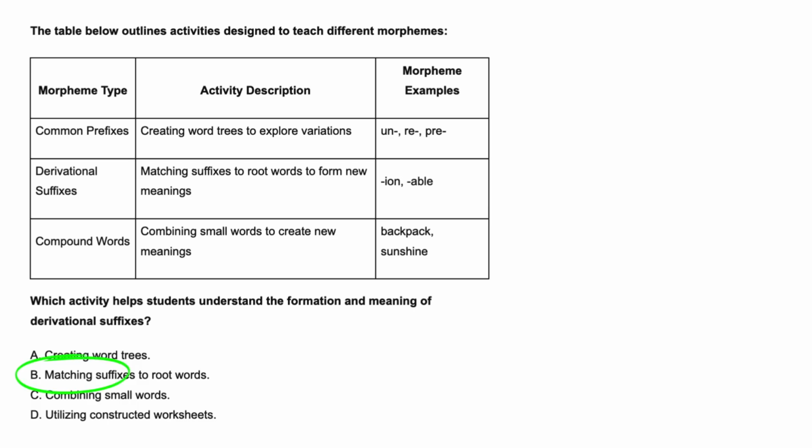Correct response B. Matching suffixes to root words allows students to see how these suffixes change the meaning of the base words, enhancing their understanding of how derivational morphemes actually function.